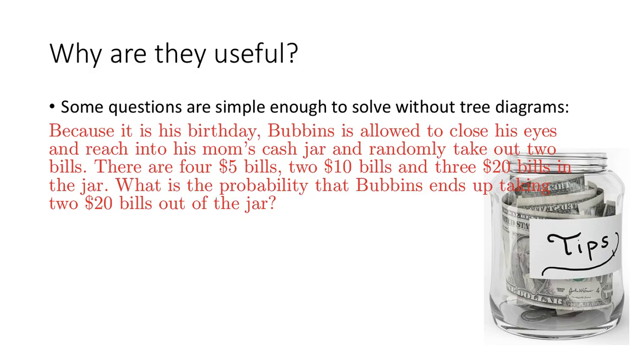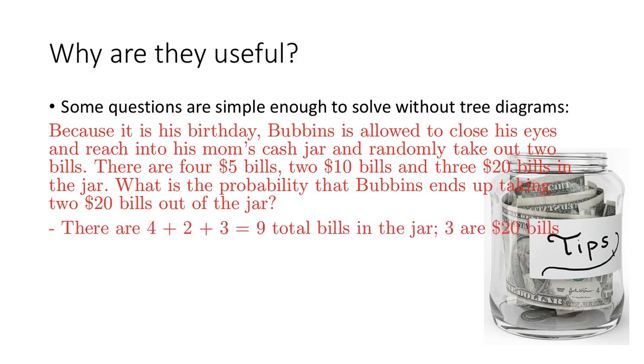And if the question is just something like, what is the probability that he ends up taking two $20 bills out of the jar, then we're all right for a question like that, right? We use our basic concepts. We know, okay, find out how many total possible outcomes there are. Well, if at the start we got four $5 bills, two $10 bills, and three $20 bills, that's a total of 9 bills in the jar. That's our total possible outcomes for that first step, and 3 of them are $20 bills. So if we want to know the probability of getting a $20 bill on the first draw, that's just 3 out of 9, right? Favorable over total.